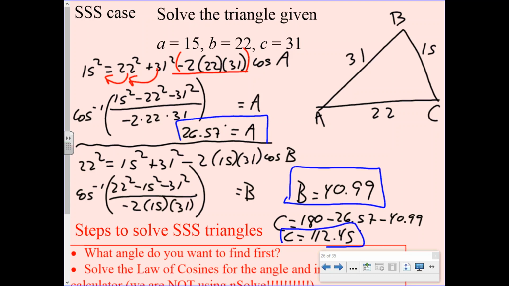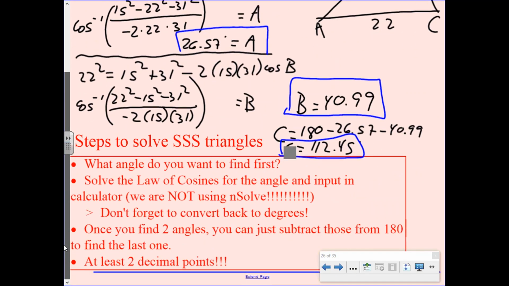So once you find the second angle, the third angle is just a matter of subtraction, assuming everything went well on that. Okay. So for the SSS case, you've got to do that algebra twice to find the two angles, subtract, and then you have it. And again, even though the AP standard is 3 decimal places, as long as we go to 2 decimal places in class, I think I'll be okay with that.